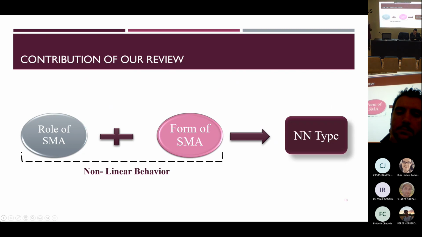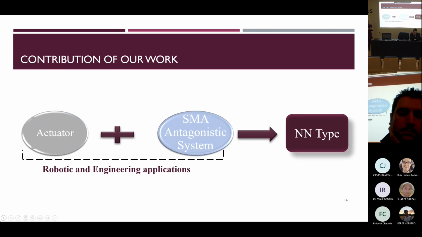Under this topic, I had two publications. One is the review paper, whose contribution is that each SMA role, SMA is a shape memory alloy, each SMA role and form of SMA can have one neural network to study. What we have chosen is a specific system of shape memory alloy called the antagonistic system, which can play an actuator role. And our role here is to find the proper neural network.